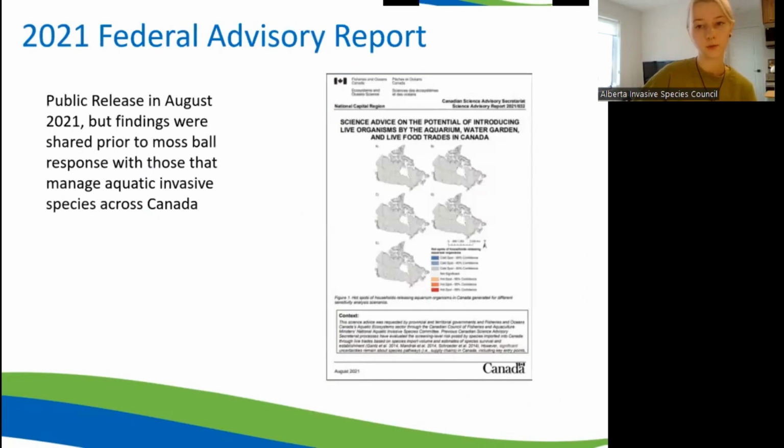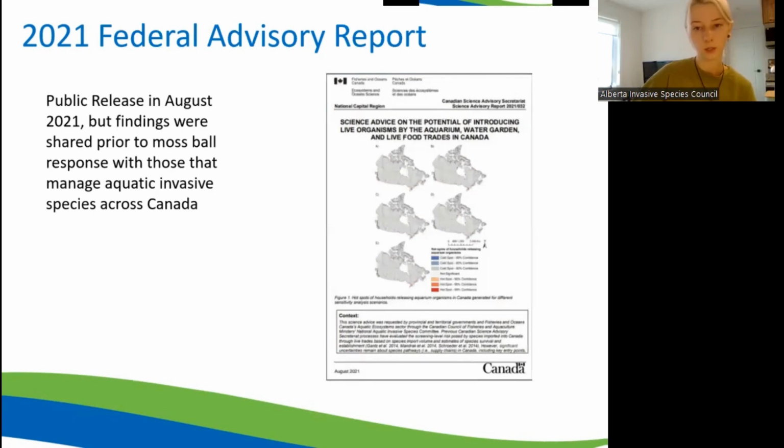In 2021, there was also a federal government advisory report released. It was a completed analysis to determine movement of live aquatic organisms into Canada and within Canada through the aquarium, water garden, and live food trade. The advisory report involved identifying the spatial distribution, ports of entry, distribution, retailers, and end users. For the aquarium and water garden trades, the top three ports of entry were in Windsor, Ontario, Mirabel, Quebec, and Calgary, Alberta.